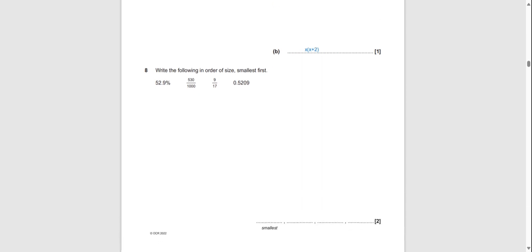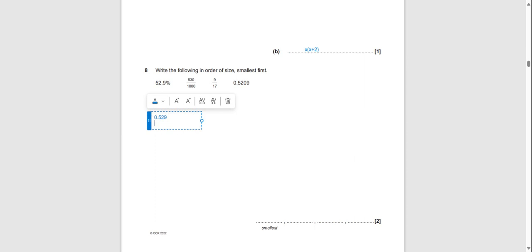Question 8. Write the following in order of size, smallest first. First thing I'm going to do is work out how I'm going to convert these, what I'm going to use, and I think I'm going to put them all into decimals. So I'm just going to list these now as decimals. So I know 52.9% is 0.529.